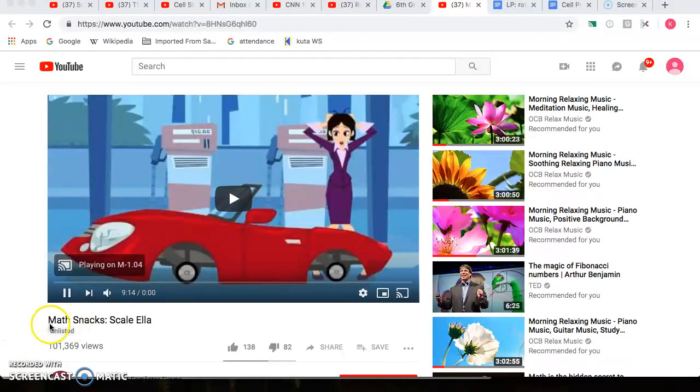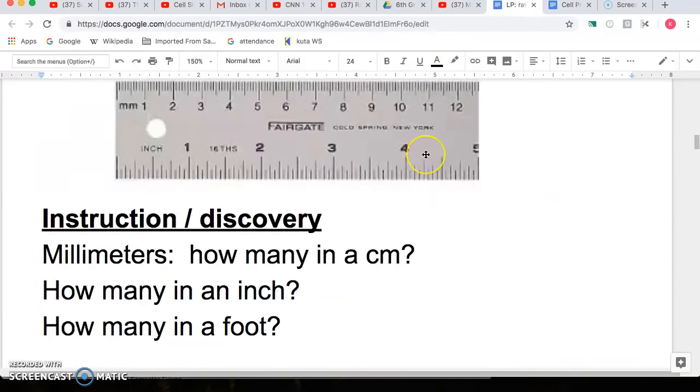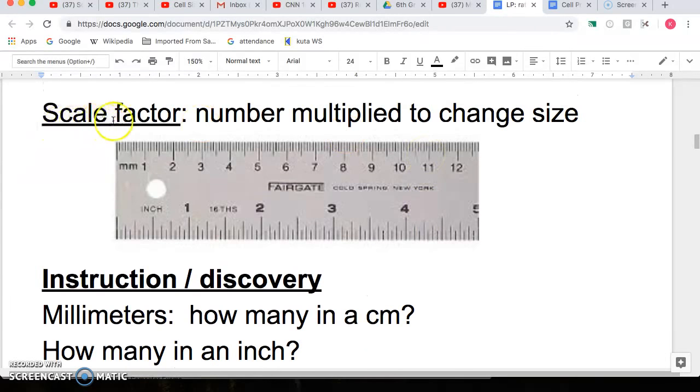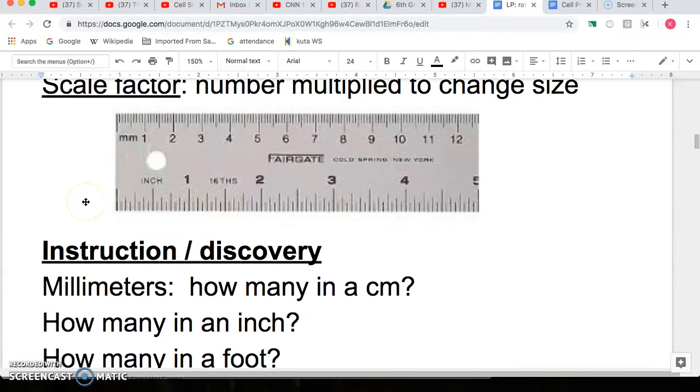So I wanted to start out showing you Scale Ella. You're welcome to look it up on YouTube. It's just Math Snacks Scale Ella. You can watch that again to review scale factor if that works for you. Because you need to remember that scale factor is just a number multiplied to change the size. So you're going to be figuring out your own scale factor for your cell project, and you will use the same scale factor for the entire project. The prokaryotic and the eukaryotic cells will have the same scale factor.